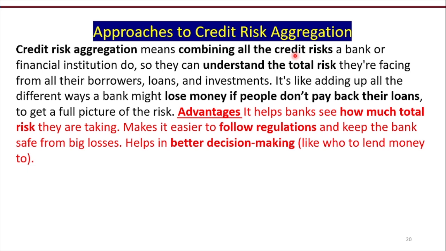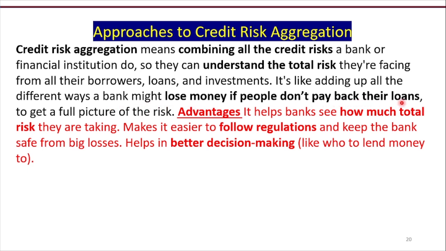We're combining them. So what is the advantage of that? They can understand the total risk. By combining all, we get the total risk they're facing from all the borrowers, loans and investments. It's like adding up all the different ways a bank might lose money if people don't pay back their loans.